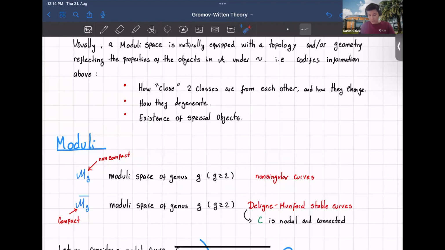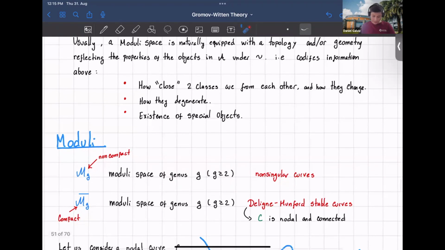If you have lower than 2, which is genus 0 or 1, then your moduli space is not stable, which means that it is infinite, and then you don't have the integration. Same case for the compact case, you also have to impose that g is greater than or equal to 2. This was studied by Deligne and Mumford, and this is called the Deligne-Mumford moduli space of stable curves.